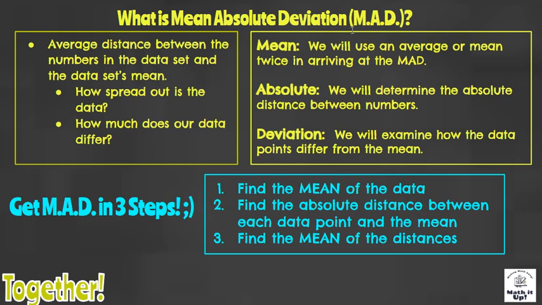So we're going to get MAD in three steps. We're going to find the mean of our data points. Then we're going to find the absolute distance between each data point and that mean we arrived at. And then we're going to find the mean of the distances. It's really quite simple. Sounds more complicated than it is, I assure you. So let's get into it.